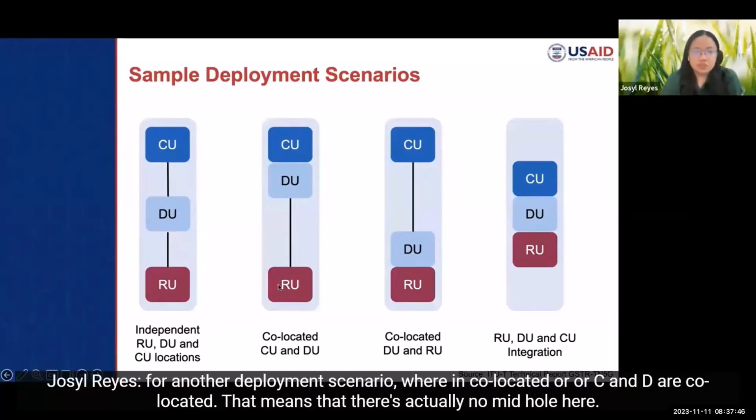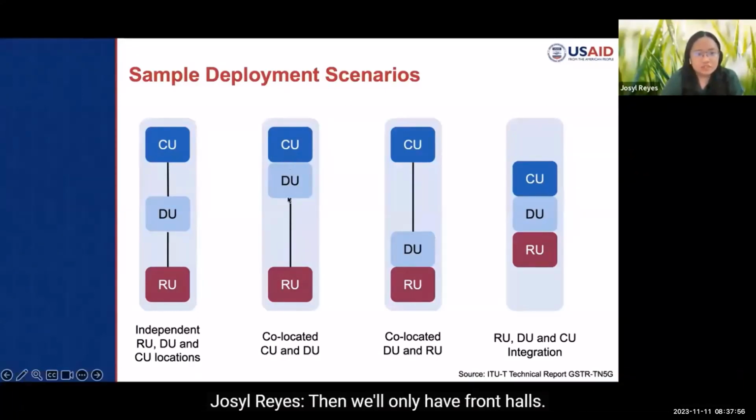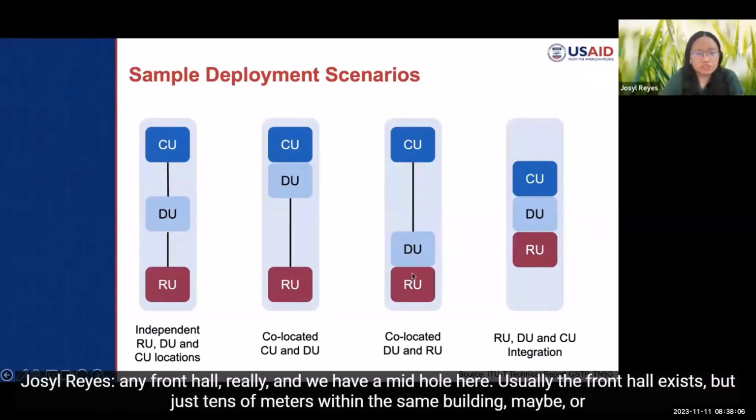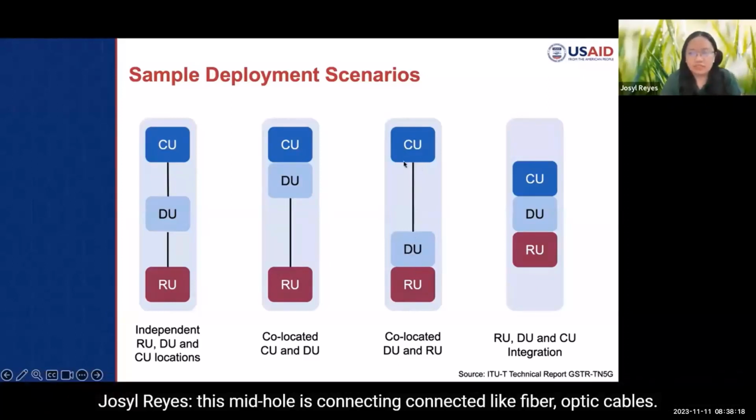For another deployment scenario, the CU and DU are co-located. That means that there's actually no midhaul here. Then we only have fronthaul. What if we have co-located DU and RU? Then we don't have any fronthaul really, and we have midhaul here. Usually the fronthaul exists, but just tens of meters within the same building maybe, or this midhaul is connected by fiber optic cables.